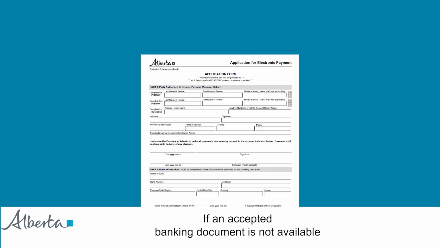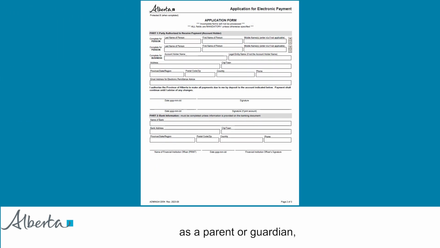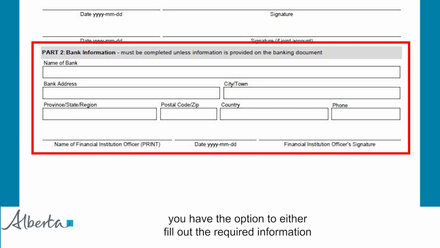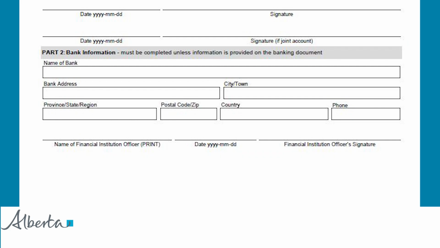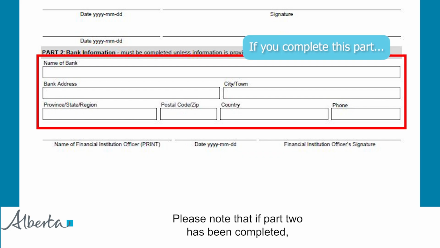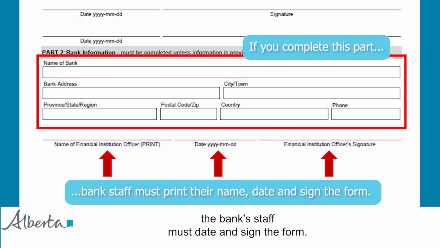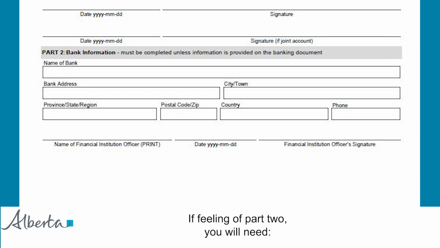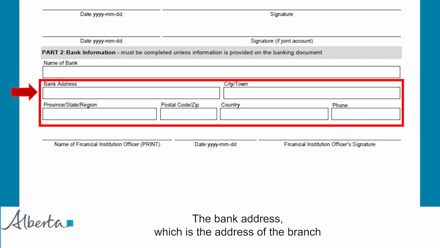If an accepted banking document is not available, as a parent or guardian, you have the option to either fill out the required information yourself or request the bank to assist you in completing it. Please note that if Part 2 has been completed, the bank staff must date and sign the form. If filling out Part 2, you will need the name of the bank, the bank address, which is the address of the branch where the account is located.